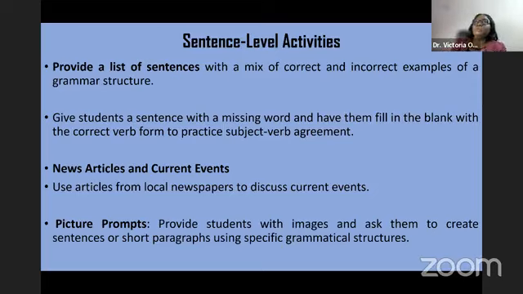Picture prompts. So we can portray an image and then ask them to use short sentences or short paragraphs to describe these pictures. I think that's one thing that most teachers use a lot when they are teaching sentences. If you want to engage our students to write, usually we'll display an image and then ask them either orally or in written form to describe the image.